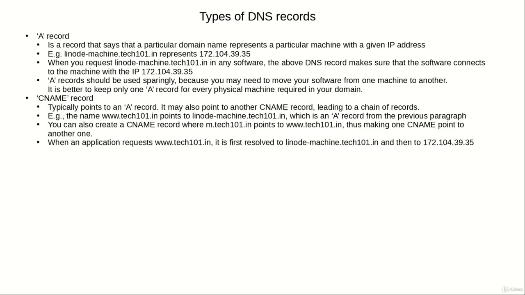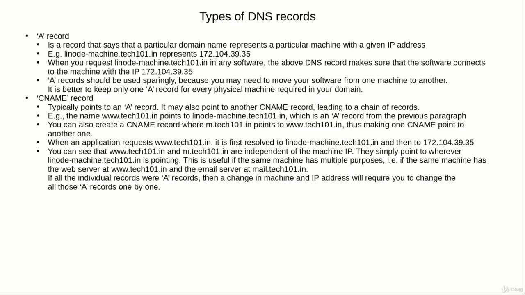When an application requests www.tech101.in, it is first resolved to linolemachine.tech101.in and then to 172.104.39.35. You can see that www.tech101.in and m.tech101.in are independent of the machine IP. They simply point to wherever linolemachine.tech101.in is pointing. This is useful if the same machine has multiple purposes.